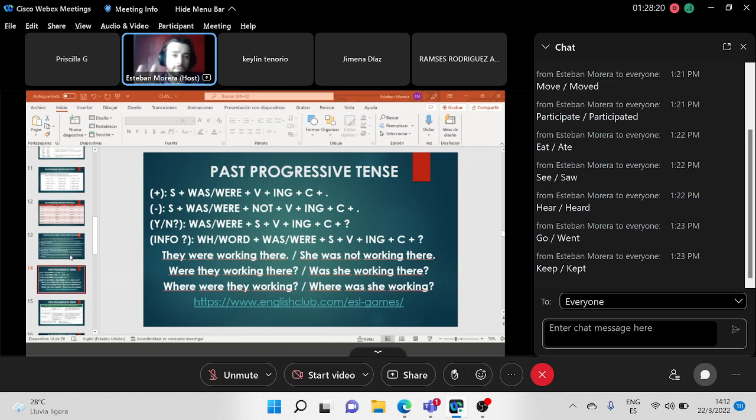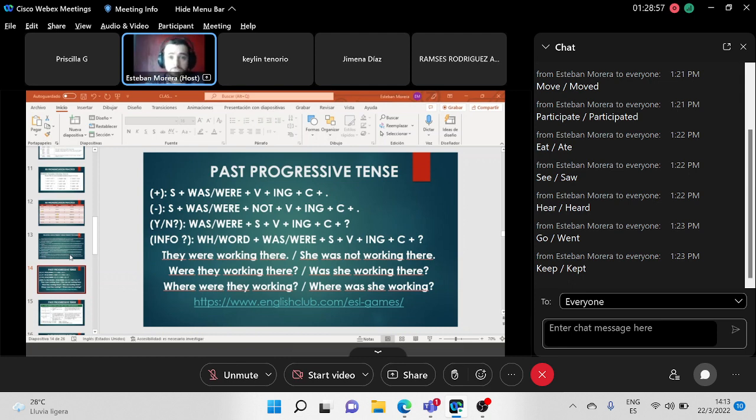Okay, the name of this new grammatical tense is past progressive tense. When do we use past progressive? We use past progressive for actions in the past. Yes, but what is the difference between simple past tense and past progressive tense? When we use past progressive, we use actions in the past, but those actions took a more extensive period.